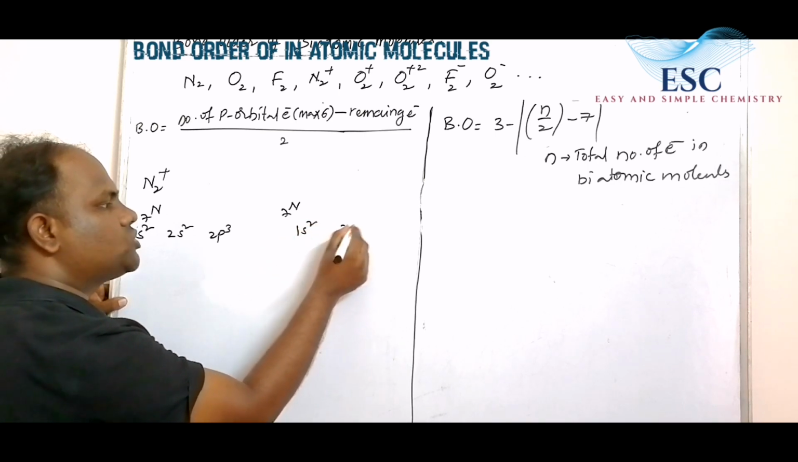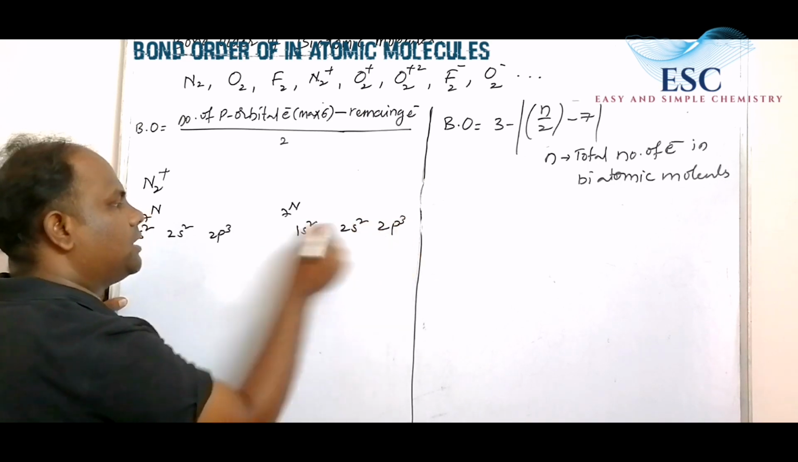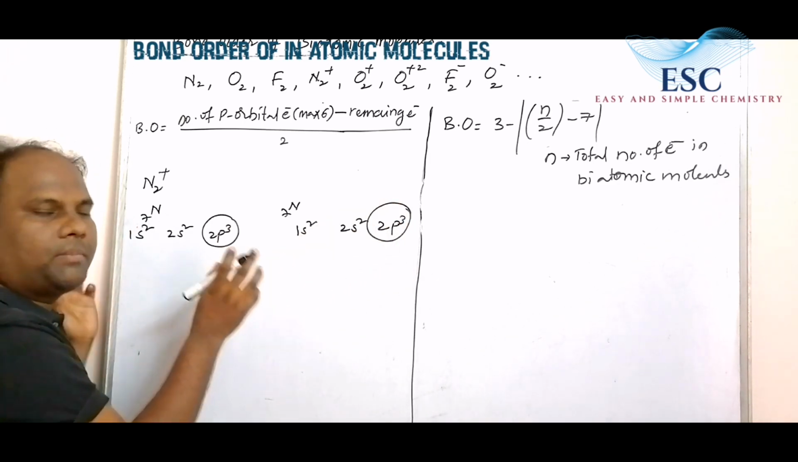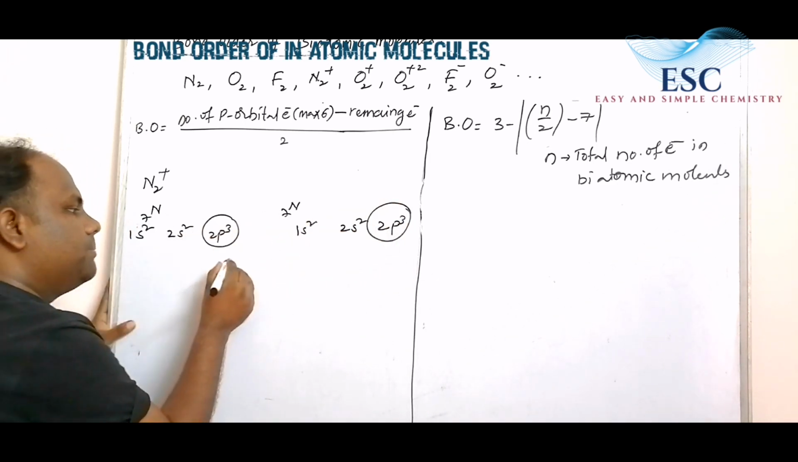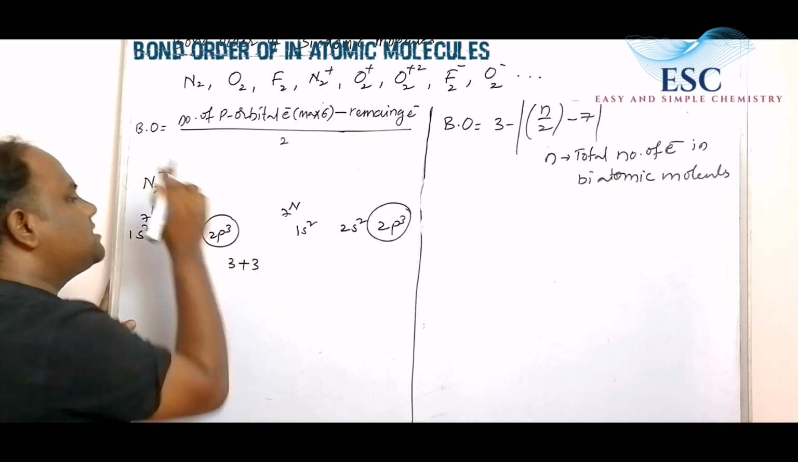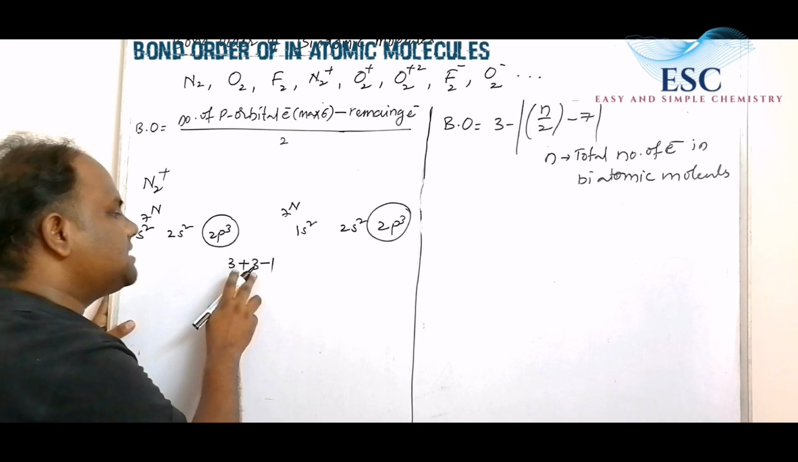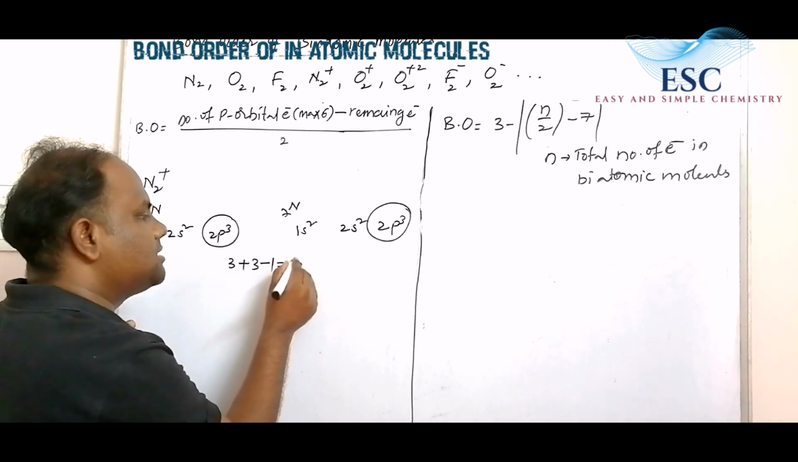That is also 1s2, 2s2, 2p3. So we need only the number of p orbital electrons. How many p orbital electrons? 3 plus 3. Plus means we remove one electron, minus 1. 3 plus 3, 6 minus 1 is 5.